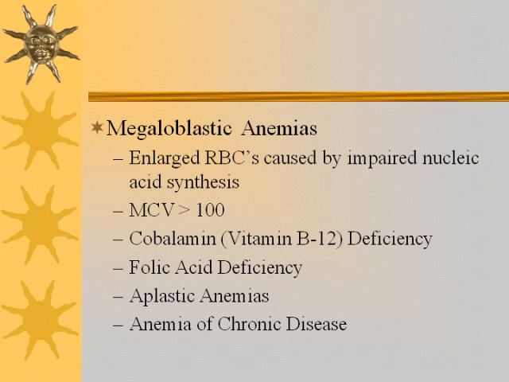Aplastic anemia is usually from, and actually is, bone marrow depression. And if you have bone marrow depression, you're going to have a decrease in all three of your blood cells, not just red blood cells, but white blood cells and platelets.